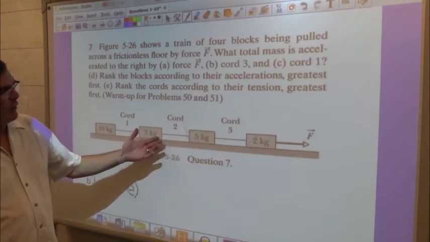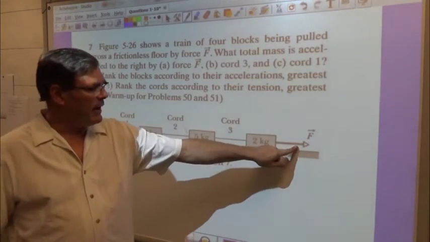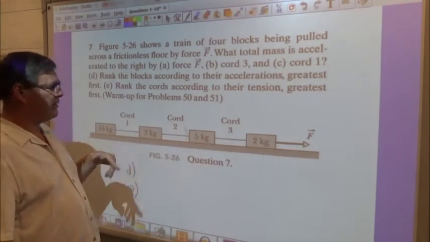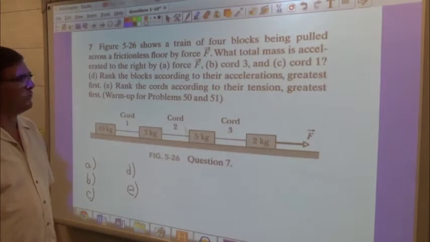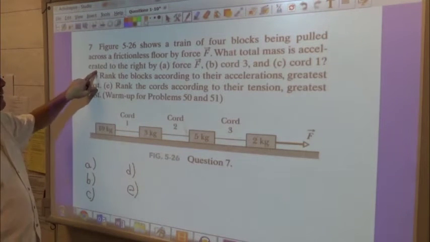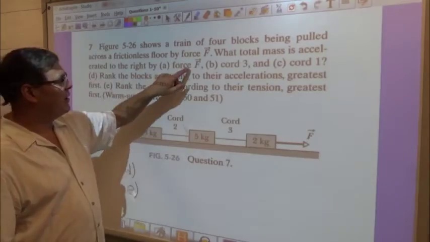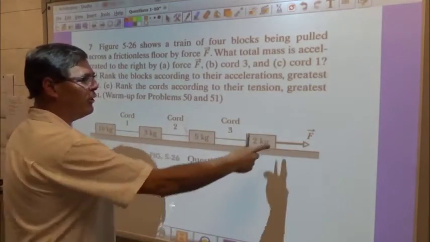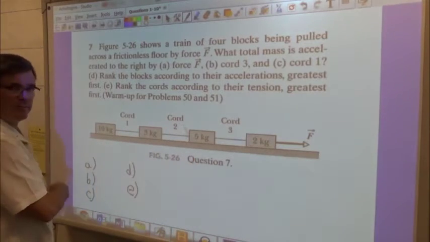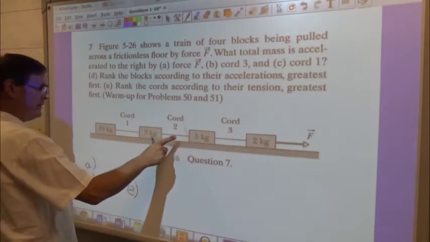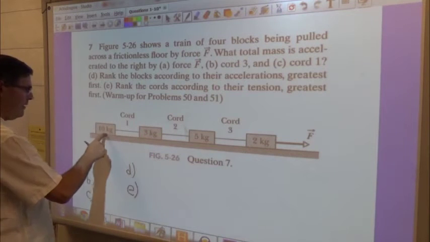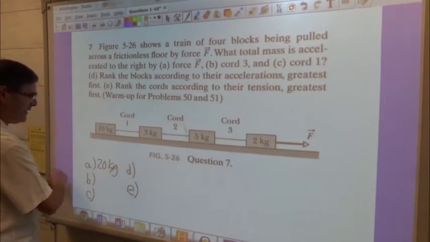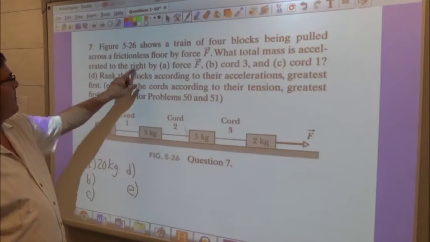Problem 7, we have these 4 blocks being accelerated by a pulling force over here, and the blocks are connected with cords, strings. What total mass is accelerated to the right by this force? Well, of course, they're tied together, they're all moving, so F is accelerating all of these blocks. So 5 + 2 is 7, + 3 is 10, plus another 10 is 20 kilograms is being accelerated by force F.